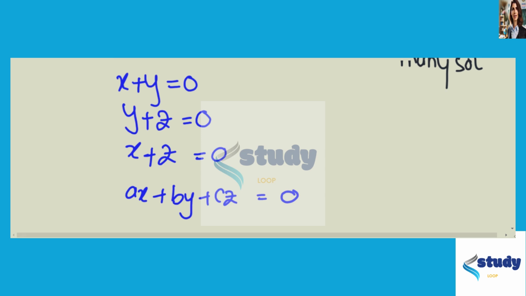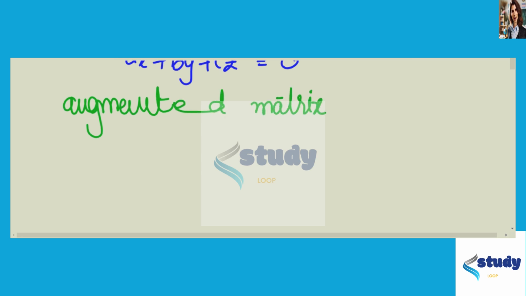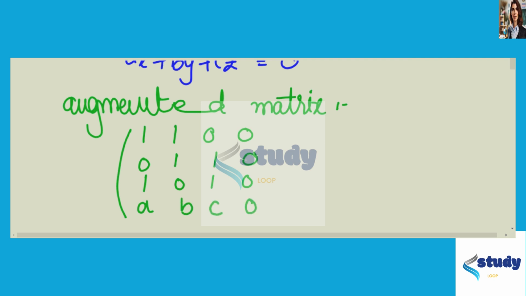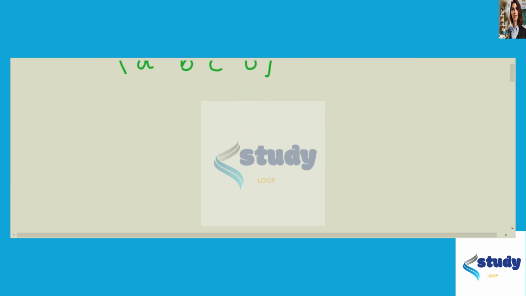Now, the first step is to write down the augmented matrix. That is 1 1 0 0, then 0 1 1 0, then 1 0 1 0, and lastly a b c 0. Let's say that this is the first, so that we can refer to it.